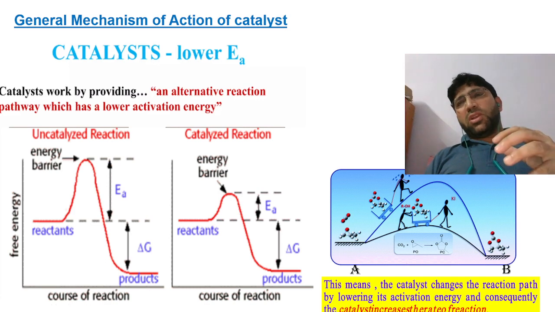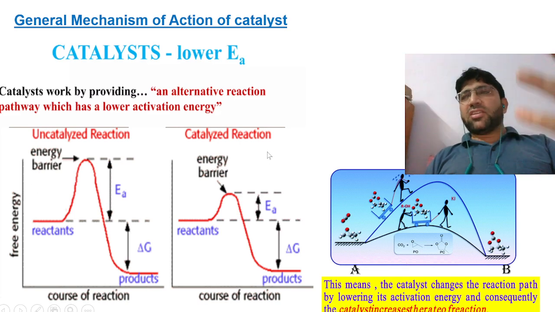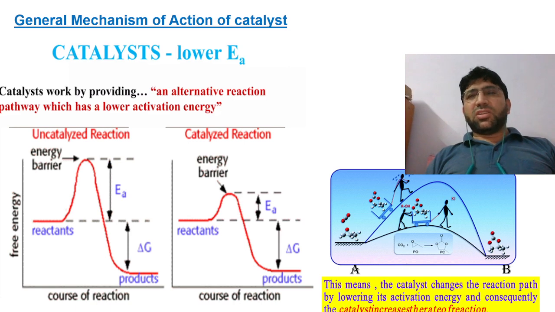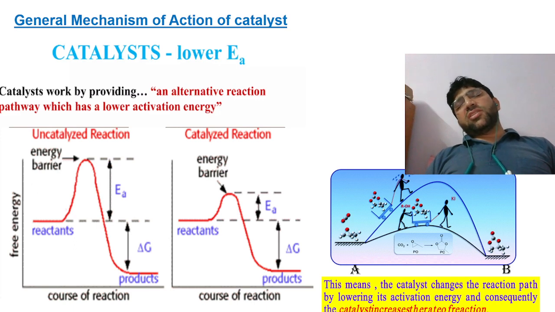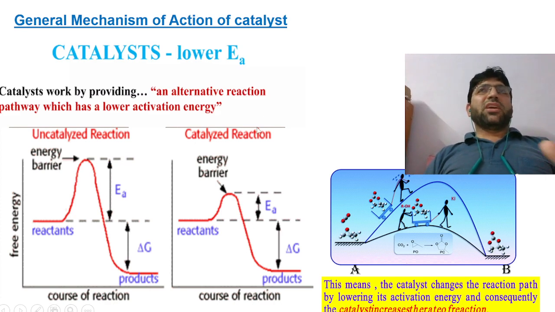Then only will it get converted to the products. This minimum energy required to make the ground state energy equal to the threshold energy is known as activation energy. So activation energy is basically the difference between the threshold energy and the energy of the reactants in the ground state. The lesser the activation energy, the faster the reaction. The higher the activation energy, the slower the reaction. So it means a catalyst lowers the activation energy.